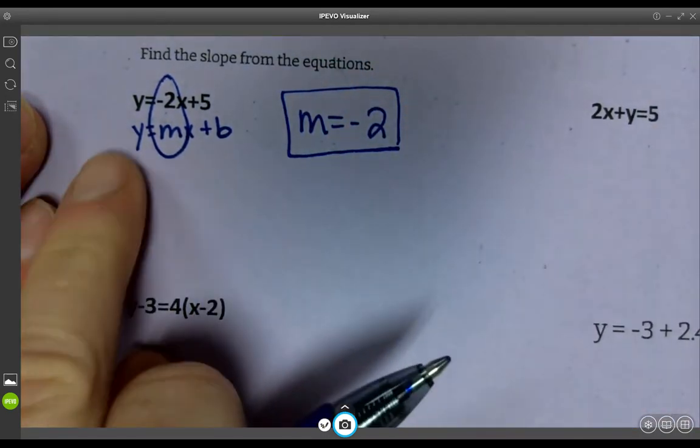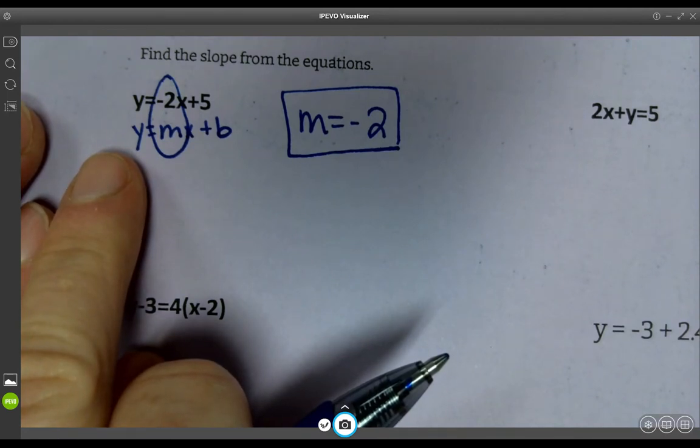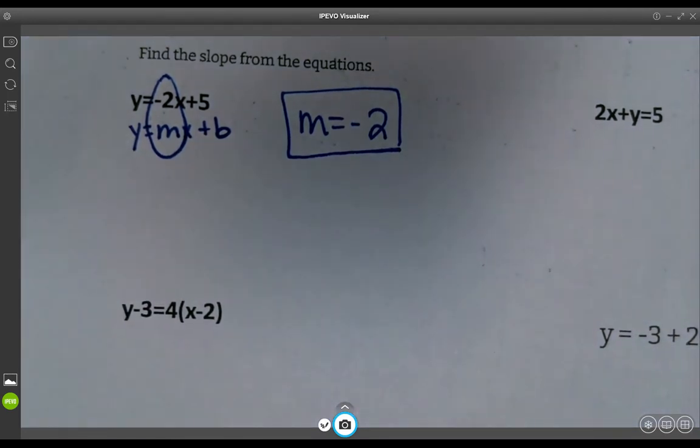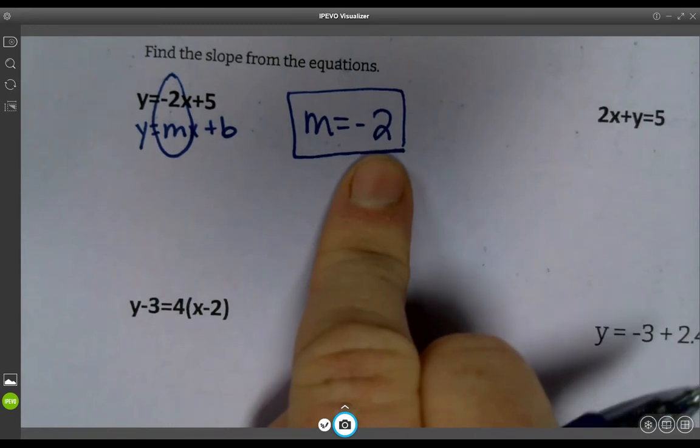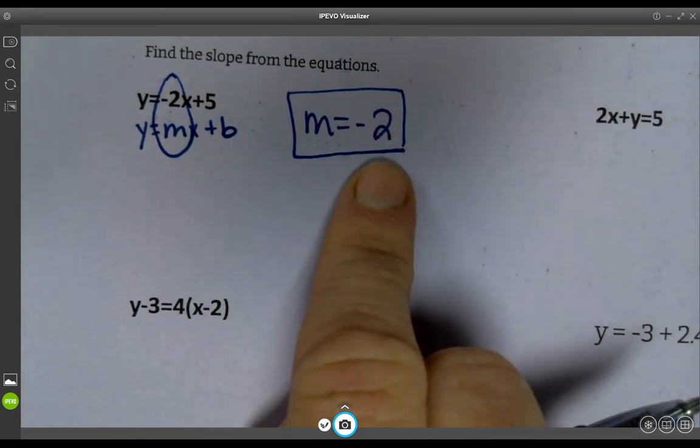One year, the STAAR test had something similar to this. It said y equals 12x plus 3. What's the slope? Slope was just 12. A lot of people got it wrong because they thought it had to be harder than this. But it's not. It's just slope is the number that's in front of the x. It's just your m. We don't put x with the slope, we just put the number.